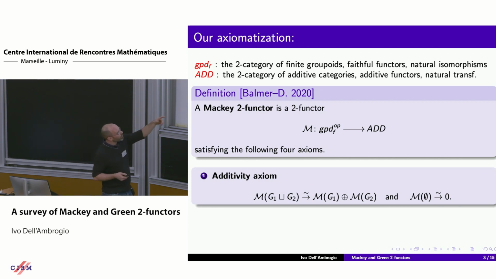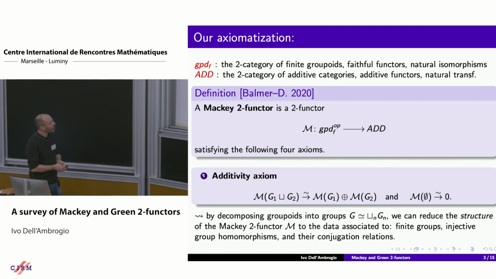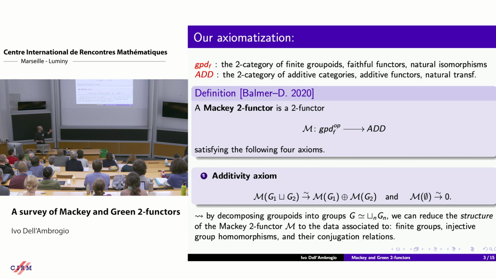And then it follows also that the empty groupoid goes to the 0 category. All right? And why do we do that? Because groupoids decompose in groups up to equivalence, and we only really care about groups. And so the whole information of M is encoded by what it does to groups, group homomorphisms, and the conjugation relations between the group homomorphisms, or in fact, injective group homomorphisms. All right? So far so good.